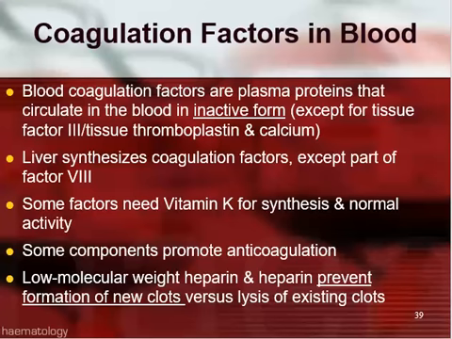All of these inactive forms of proteins either have the prefix pro or the suffix gen, as in generate or genesis, the formation of. So fibrinogen is the inactive form of fibrin. Plasminogen is the inactive form of plasmin. Prothrombin is the inactive form of thrombin, etc.